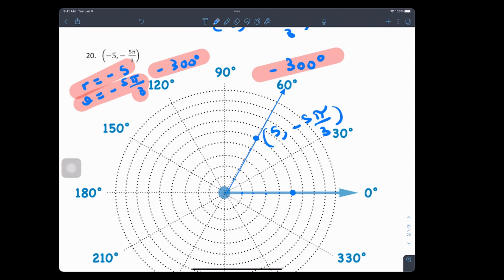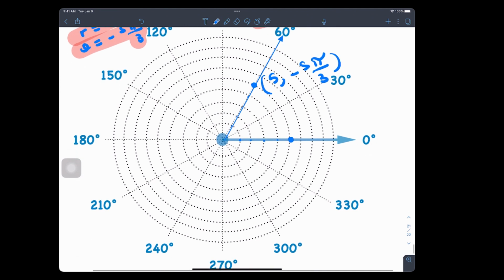So don't forget, we have to do what? Don't we need to be where? Opposite, right? Opposite the pole. So opposite the pole for a negative angle. Go down 1. Here we go. 1, 2, 3, 4, and what? Negative 5. Negative 5 pi over 3.